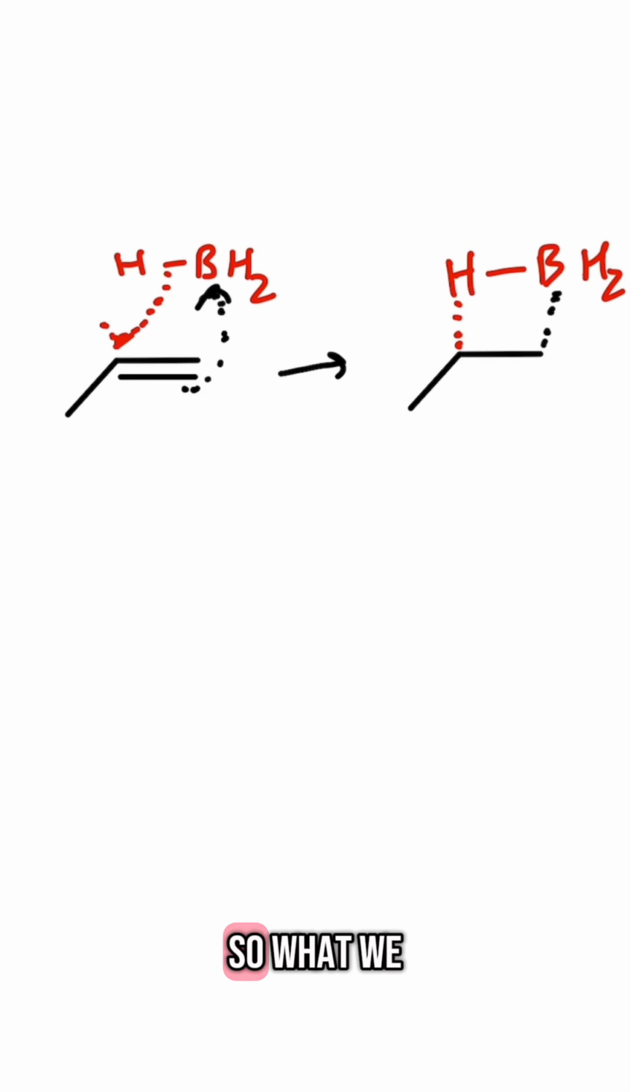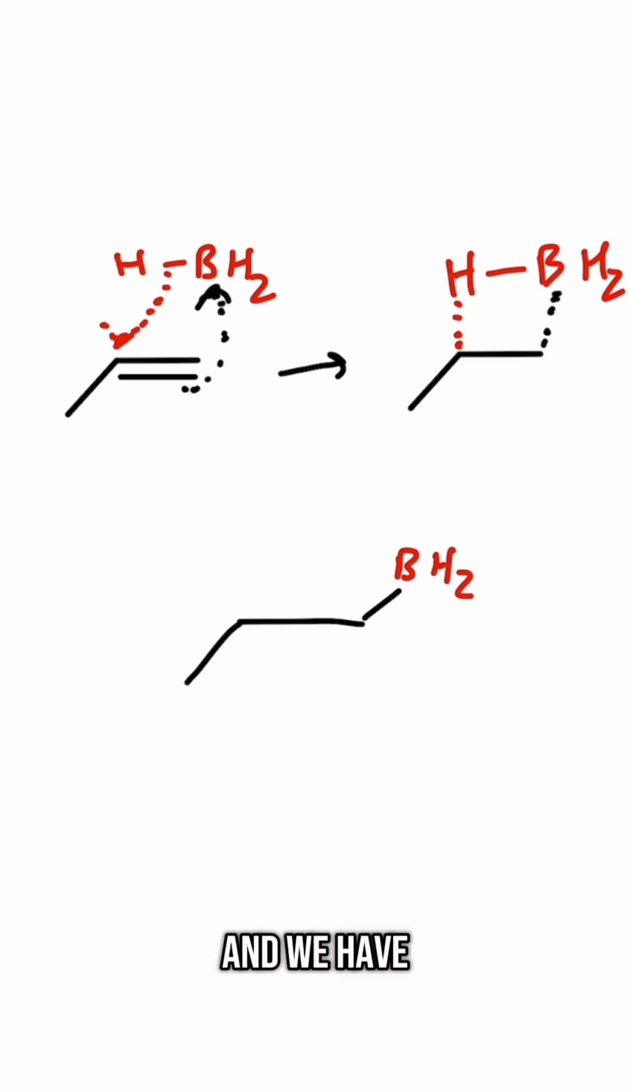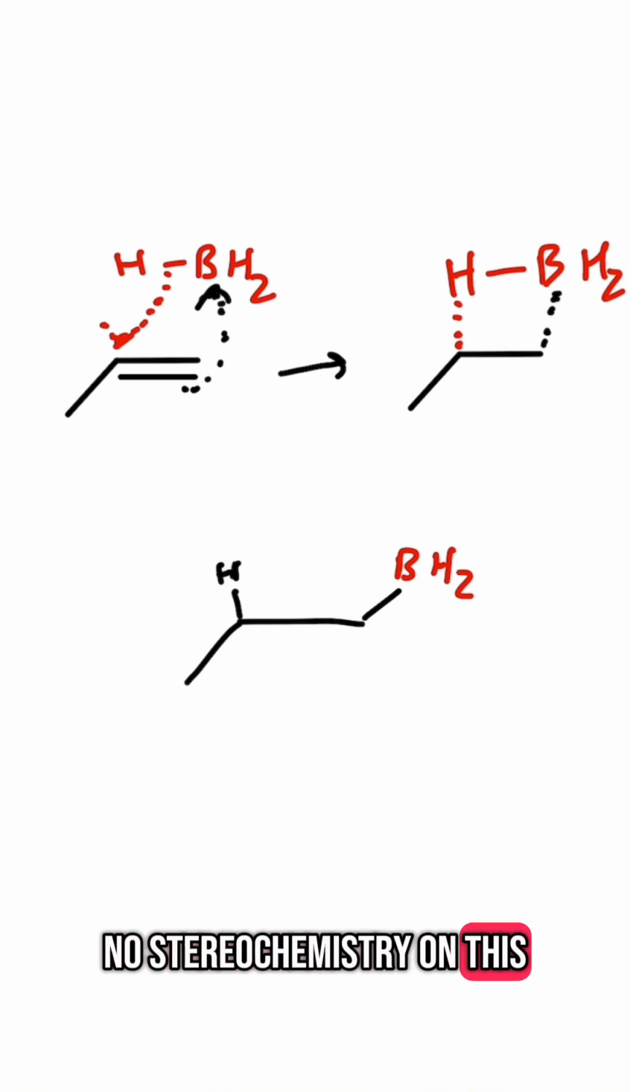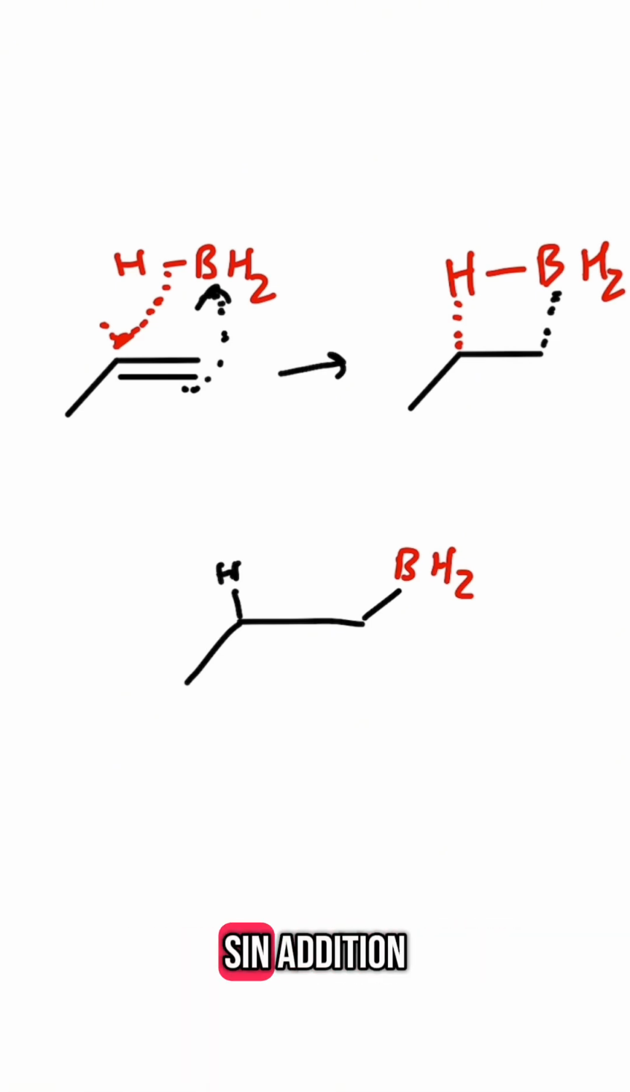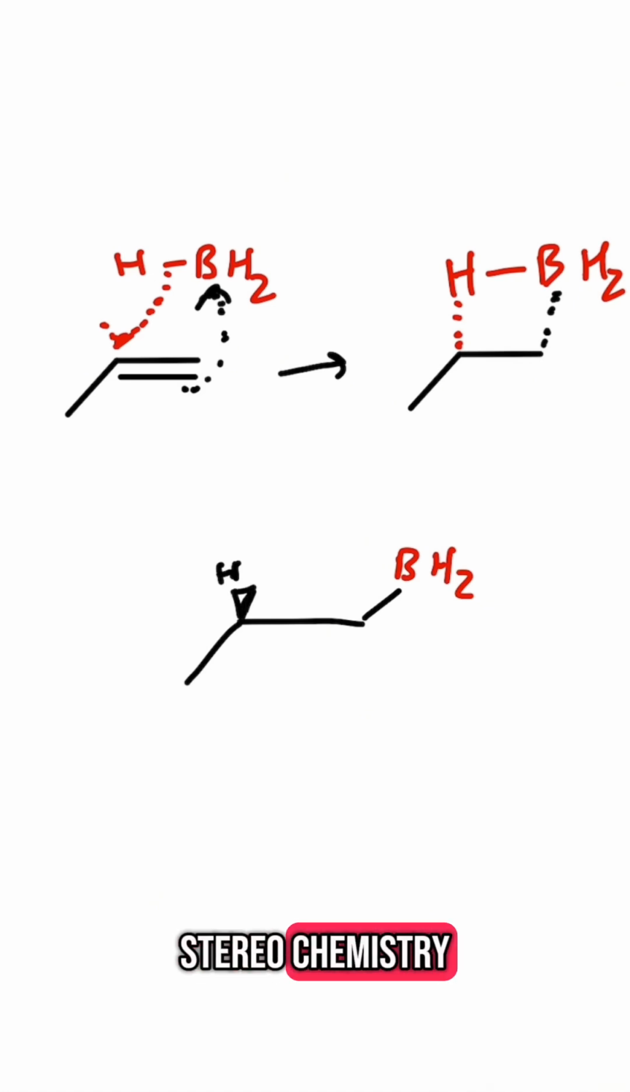So what we are left with after this step, this is a two-step mechanism, is a trialkyl borane, and we have BH2 here and our H here. Now, there is no stereochemistry on this, but like I've said, this is syn addition. See how this adds from the same face? So it's syn, same. Think of it as it gets pushed on down there. If we were to assign it any stereochemistry, we'll give it a wedge. They'd both be on a wedge because they came from the same face. Then we actually have to oxidize this borane into our alcohol.